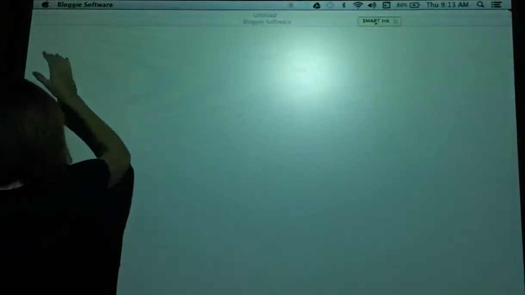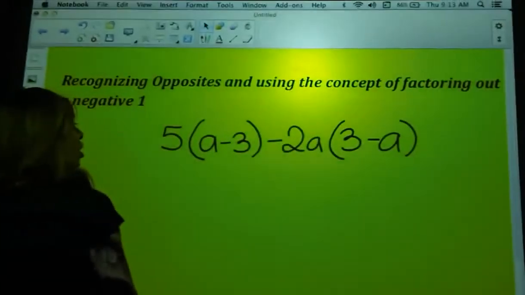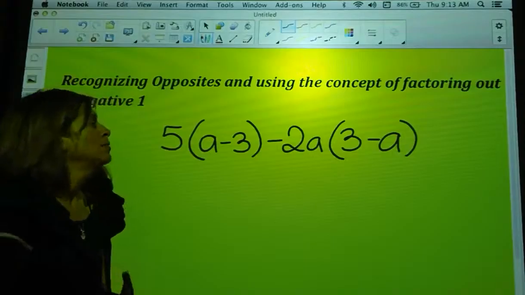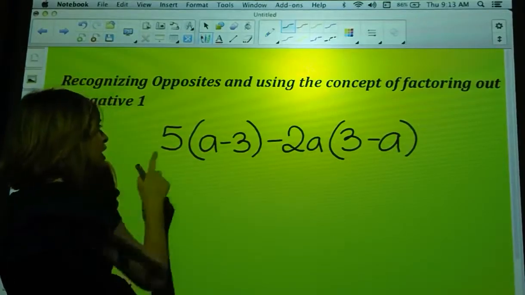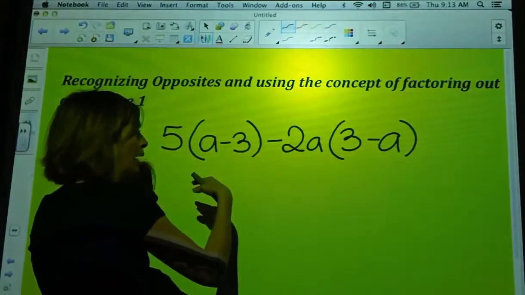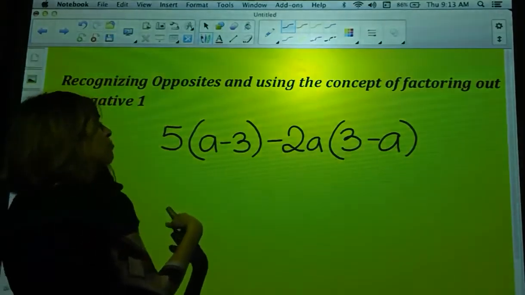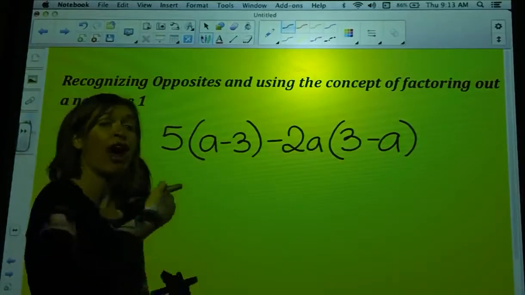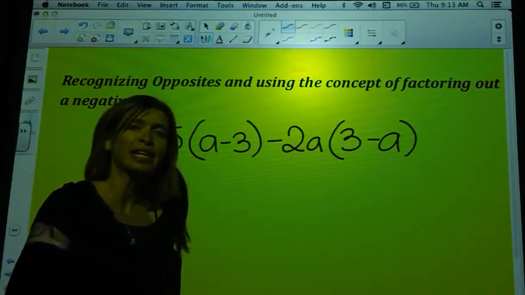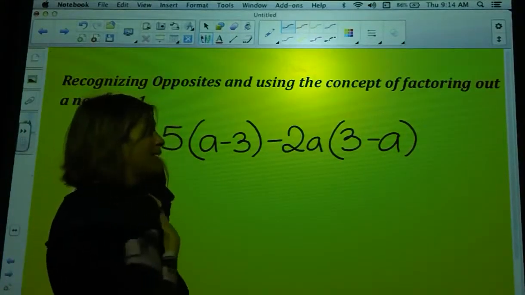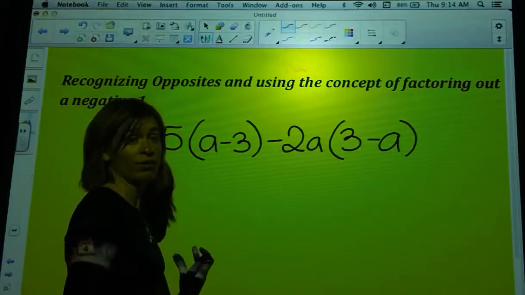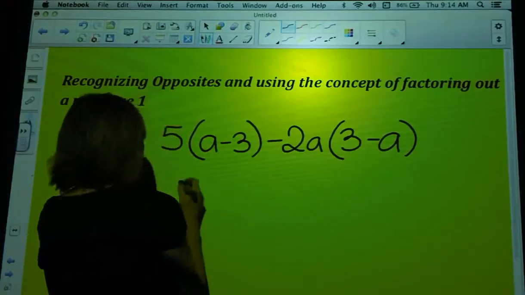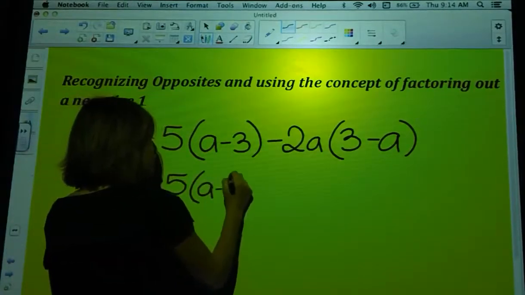We also have to be able to recognize a concept called the opposite. I looked at this and thought, could I distribute and then work backwards? I absolutely could, but also recognize that 3 minus a and a minus 3 are opposites. So I actually can make them exactly the same by taking out a -1 out of one of them. So I looked here and I said, you know what, I'm going to pull out a -1. So I rewrote as 5a minus 3.